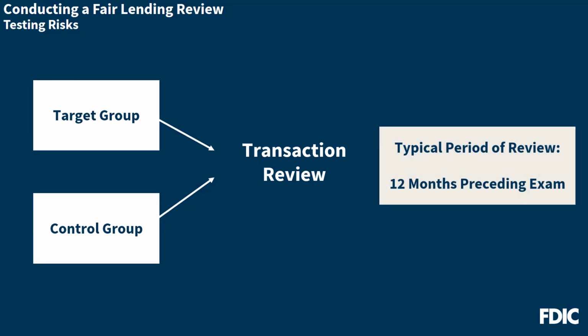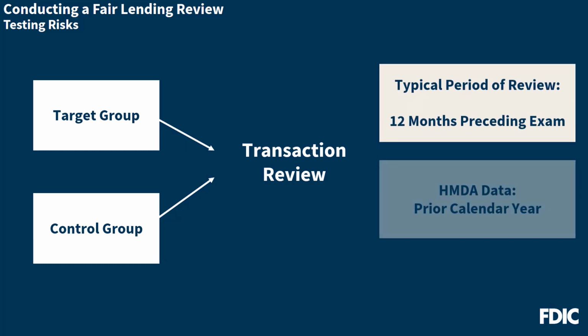Examiners generally focus on applications submitted or loans originated within the last 12 months preceding the examination, or for loans that are reported for the Home Mortgage Disclosure Act, or HMDA, then examiners generally select the prior calendar year for which there is reported HMDA data.